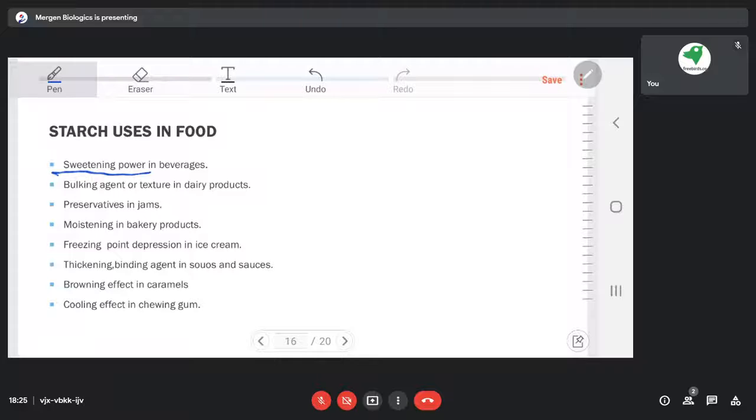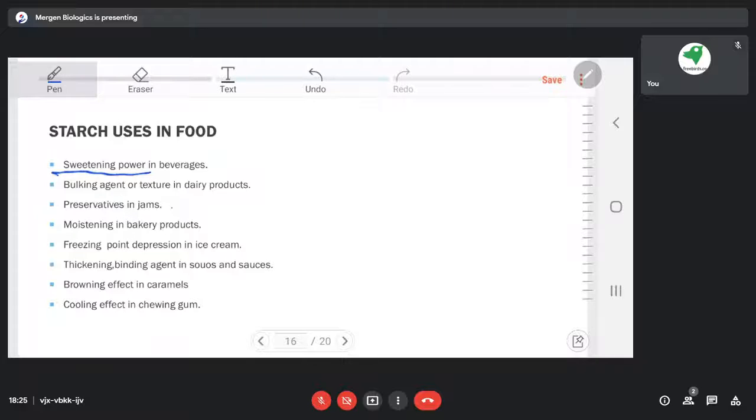starch. Then we use all these jams. The jams have preservation so that we can use them for a longer amount of time. So these are also starch. And then bakery products, all these cakes and pastries, all this moistening agent is also starch. Then freezing point depression in ice cream, thickening or binding agent in sauces, then browning effect in caramels.